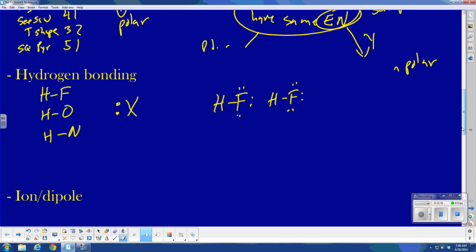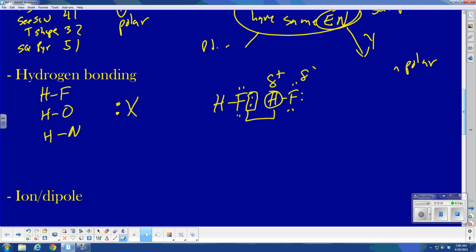And where is my hydrogen bonding? It is right here. This is my partial positive, this is partial negative. And so my hydrogen bonding is between the unshared pair on one molecule and the hydrogen on the other, right? Now, I don't have to have the same situation.